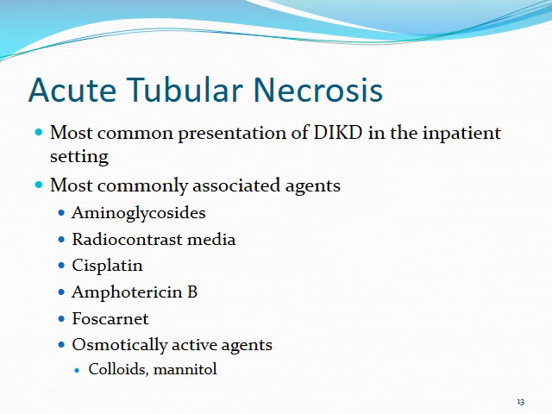So as we said, acute tubular necrosis is going to be one of the more common presentations of drug-induced kidney disease in the inpatient setting. Again, the big agents related to causing this are going to be aminoglycosides, contrast media, cisplatin, and amphotericin. We'll talk a little bit more specifically about these, how they're causing this, and how we can potentially treat this.